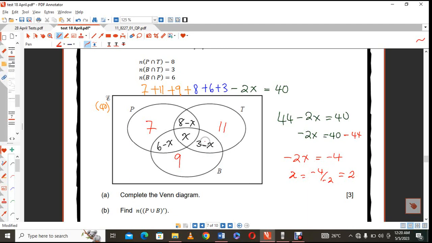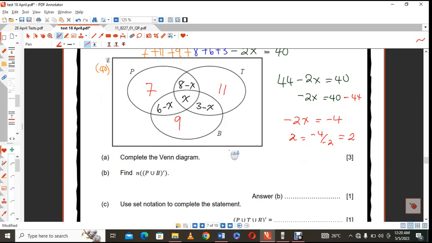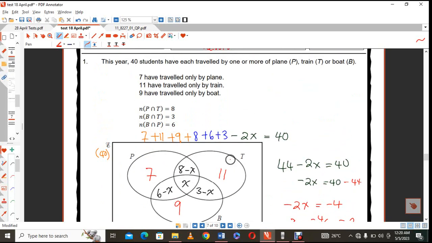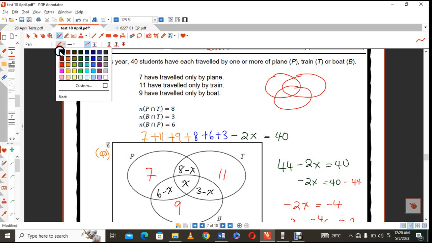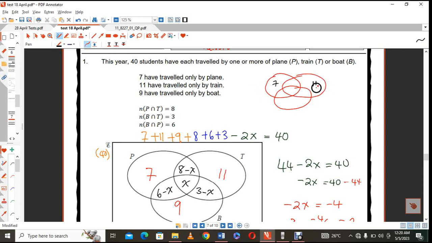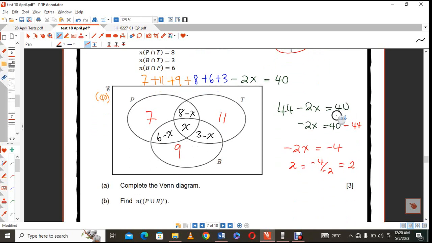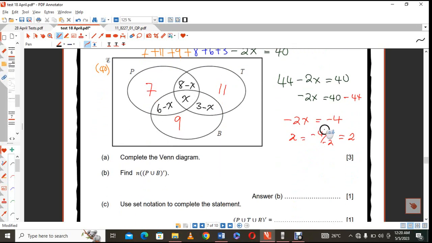So if that is the case, then the Venn diagram can be completed. So basically, if I were to fill in, that is 7, that is 11, that is 9. Here I'm going to have a 2. 6 minus 2, that is 4 over here, and 3 minus 2 is 1 over here. 8 minus 2, that will be 6. So that is how it will be completed. Complete the Venn diagram. So we did that.